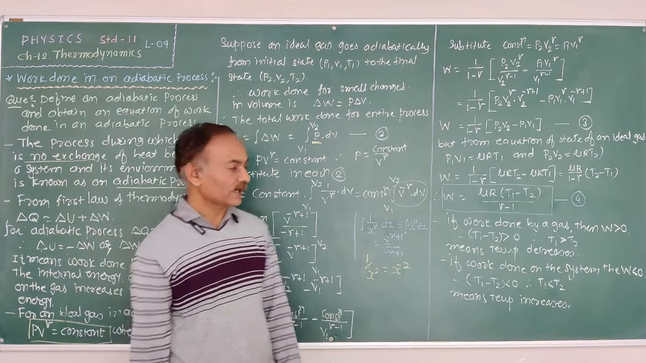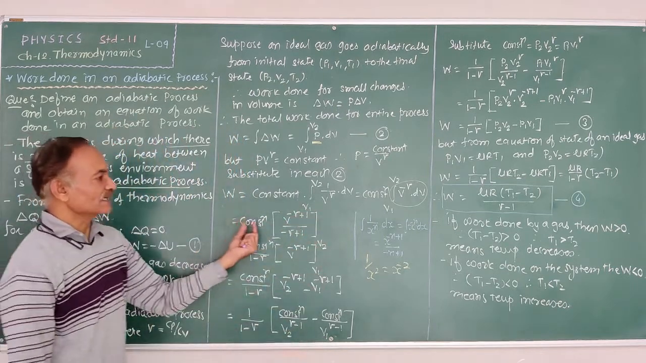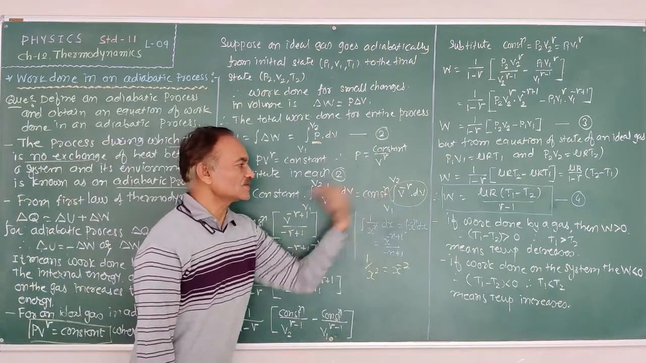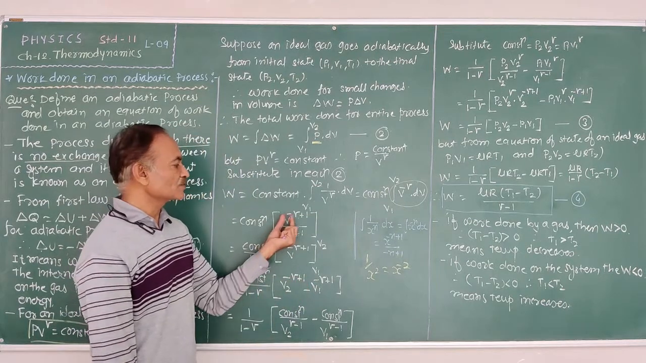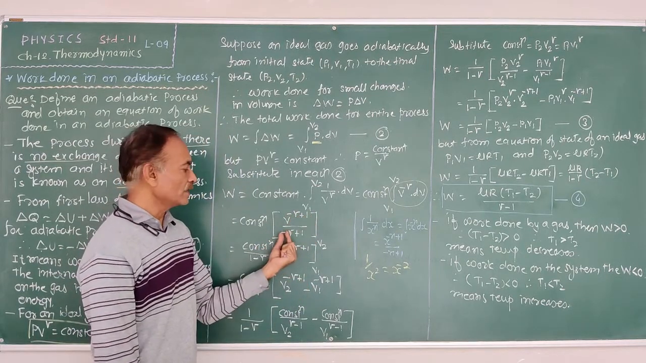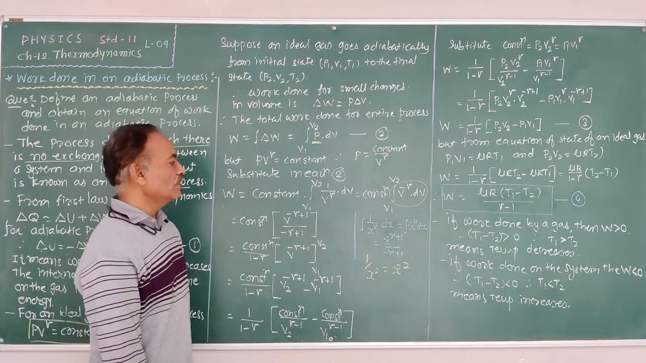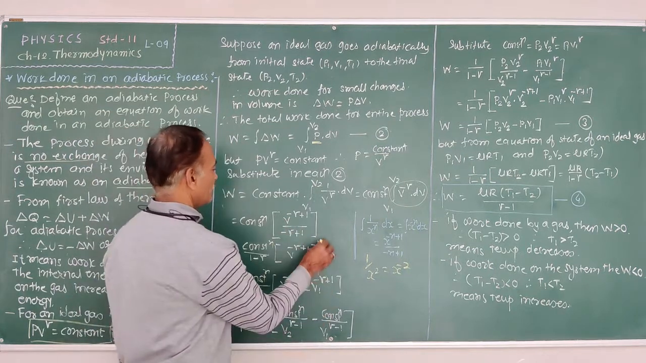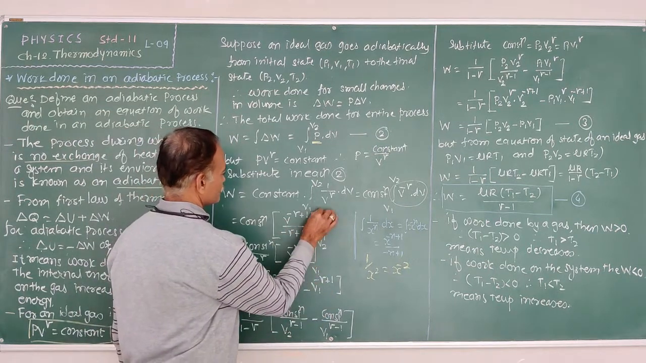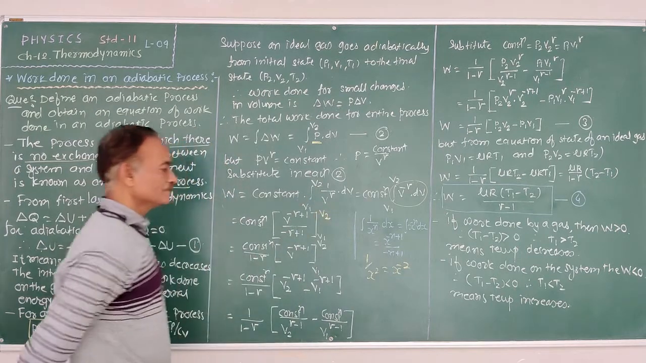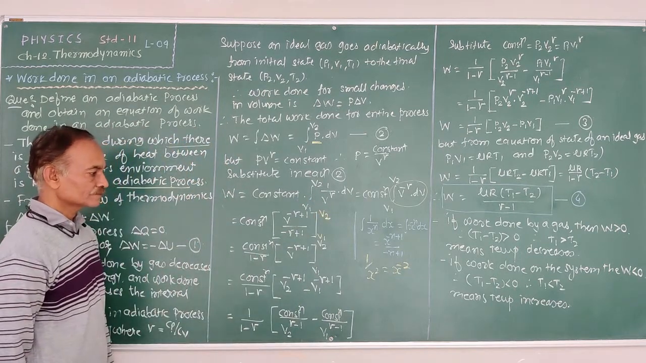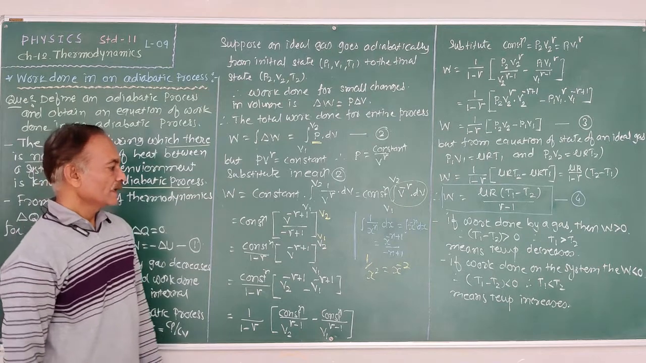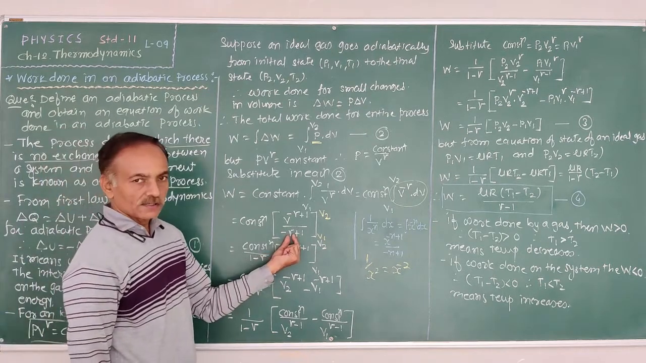Using this, the constant remains as it is. The integration of V to the power minus gamma is V to the power minus gamma plus 1 upon minus gamma plus 1, where the value varies from V1 to V2. Now, this term is taken out.